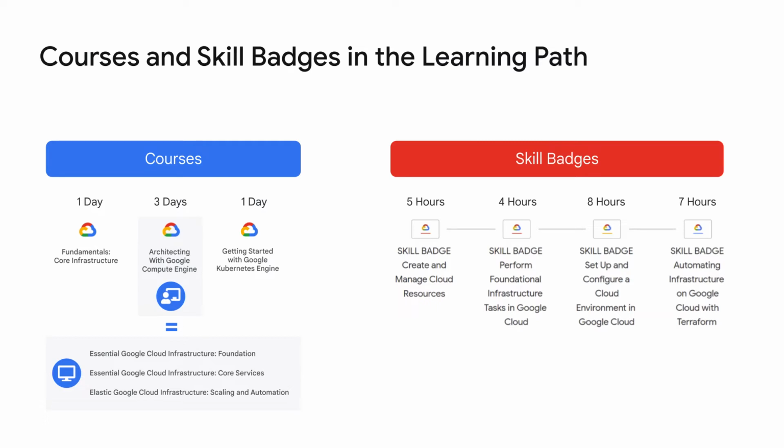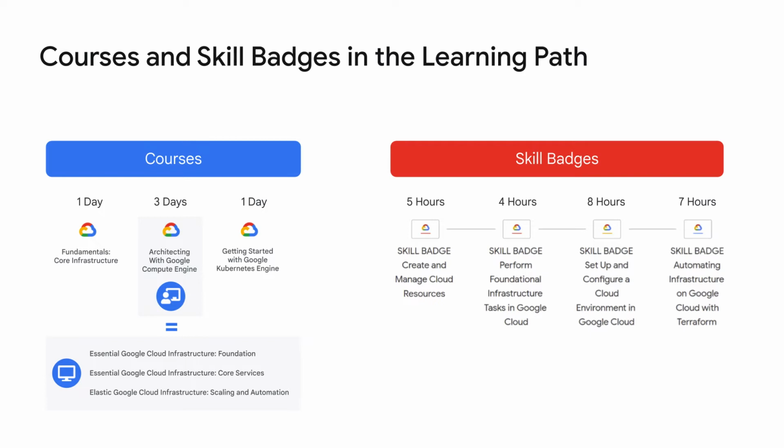The courses recommended for the Associate Cloud Engineer certification include Google Cloud Fundamentals Core Infrastructure, Architecting with Google Compute Engine, and Getting Started with Google Kubernetes Engine. You'll learn more about how these courses relate to the sections of the exam guide as you complete the modules in this course. It's important to note that you can take these as instructor-led courses or as on-demand courses on Coursera, Pluralsight, or Google's Cloud Skills Boost.